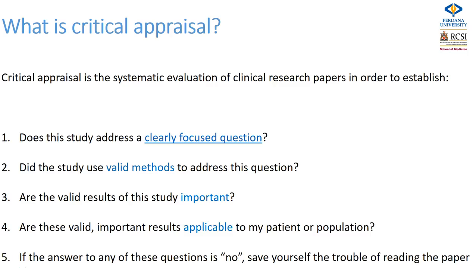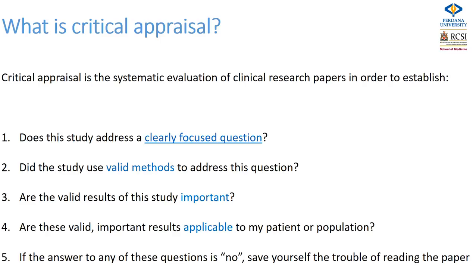So what is critical appraisal? Well, it's the systematic and thorough evaluation of clinical research papers in order to establish 5 things. Does a study address a clearly focused question? It's amazing how often studies, and often lengthy studies, are produced but have not addressed a clearly focused question. The question is the most central and important component of research.